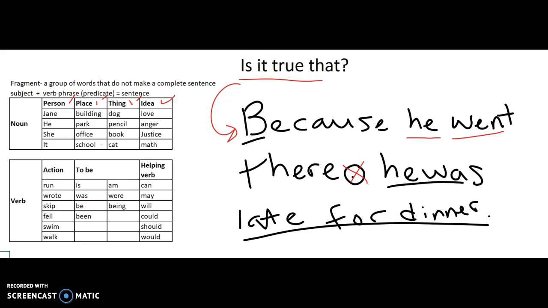Okay, so if you are confused or don't know if you're writing a fragment, try this phrase. Put, is it true that, before any phrase, and you will be able to tell if it is complete. If you have questions, let me know.